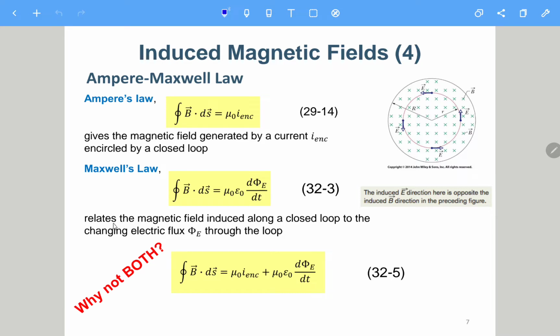So here we relate the magnetic flux induced along the closed loop to the changing electric flux through the loop. So we can just put them together. On the left side, we still have this line integration for the B field, and on the right side, we have this term here and then this term here. So this one is called the Ampere-Maxwell law.